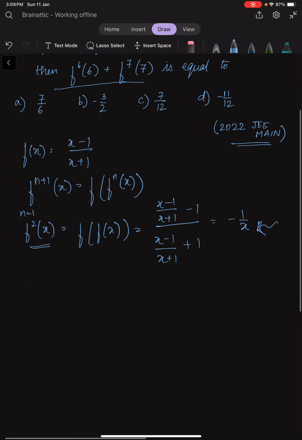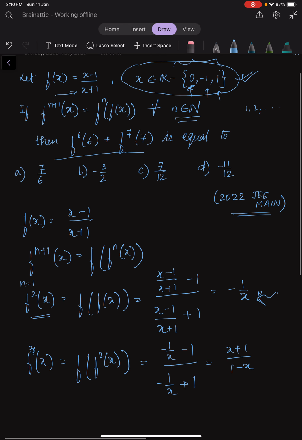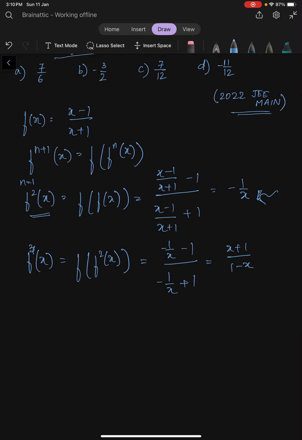Now we'll check for f3 of x. f3 of x is f of f2 of x, which is equal to (minus 1 by x minus 1) by (minus 1 by x plus 1), and this turns out to be (x plus 1) by (1 minus x). Now we understand why 1 was also avoided in the original expression. If that happens, then this term will not exist.